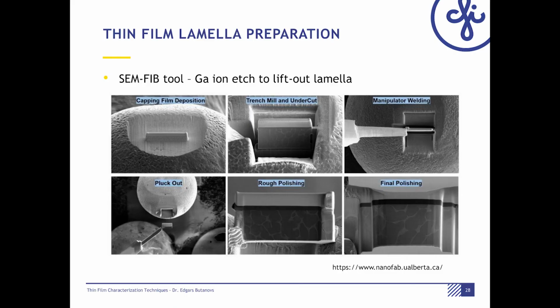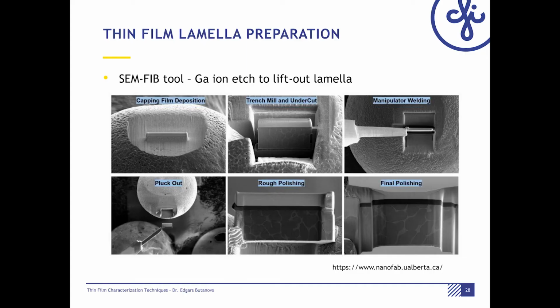Usually the sample thickness needs to be below 100 nanometers to penetrate the sample and get some information. So a specific thin film lamella preparation needs to be performed, and it's usually done in a scanning electron microscope focused ion beam tool. Using gallium ions to etch out the so-called lamella and lifting it out with a manipulator probe, then welding it to the TEM grid and doing rough polishing, usually gives you a nice quality thin lamella of your thin film cross-section, which can then be imaged in a TEM.